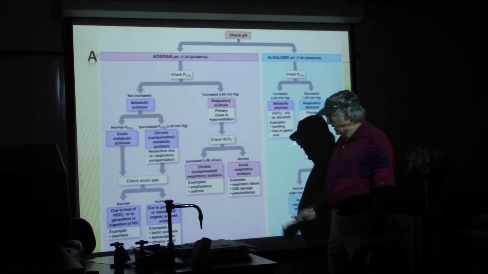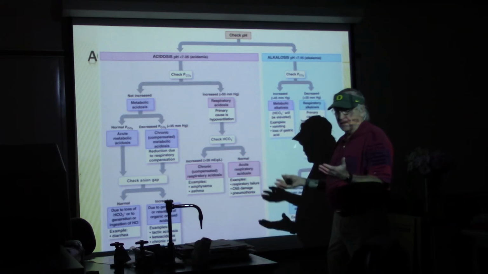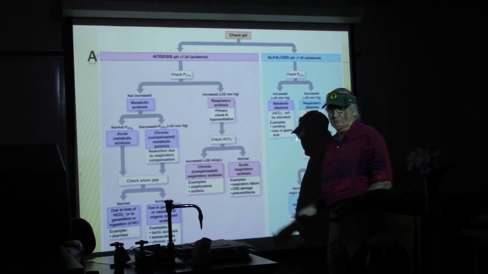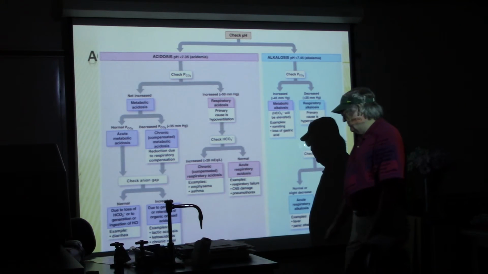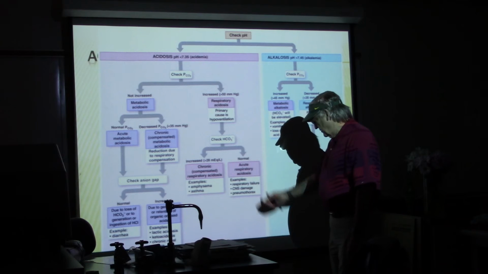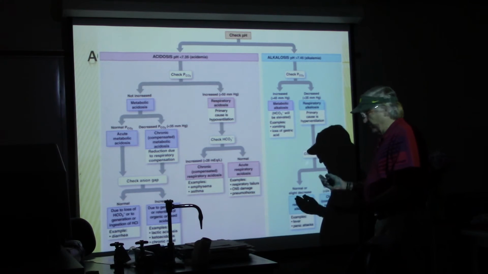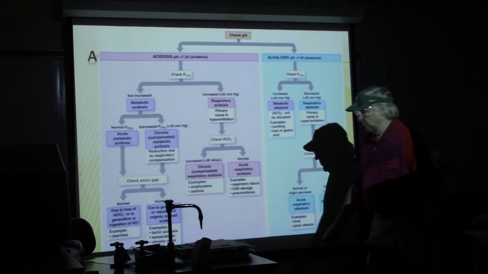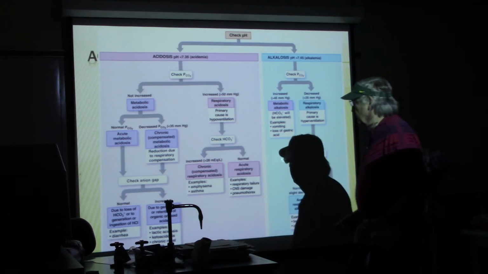If it's normal, then they don't have a metabolic component to it. It takes a while to develop a metabolic component, and so then they have acute respiratory acidosis, either due to respiratory failure, where they've had a stroke or something in which case they're not breathing, or a pneumothorax, in which case they can't breathe.